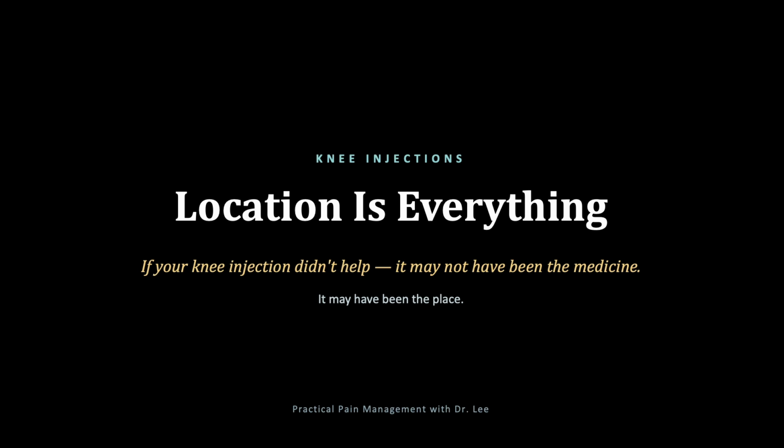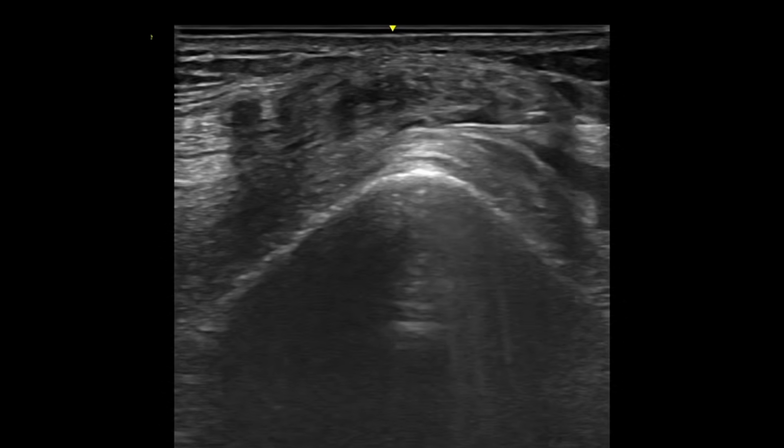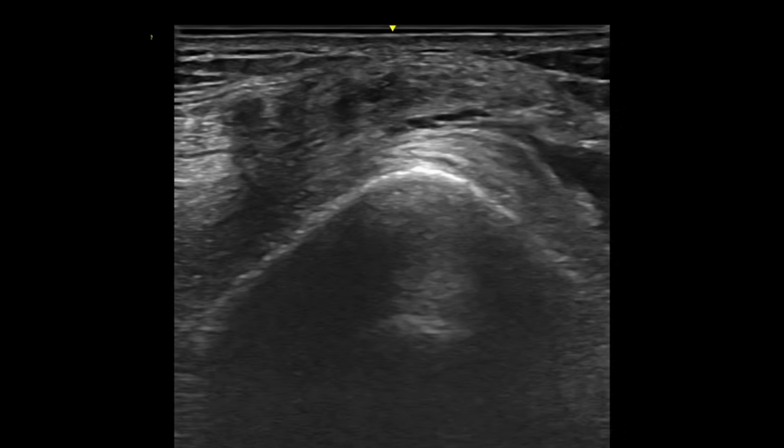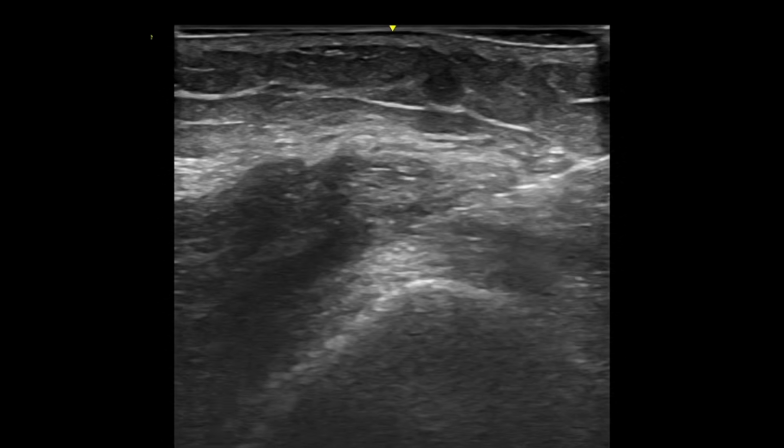If you've ever had a knee injection that didn't really help, this may be the reason. It may not have been the medicine. It may have been the location of the injection. Most knee injections are performed by placing the medicine into the joint cavity. This is the standard intra-articular approach, and it is effective for many patients.